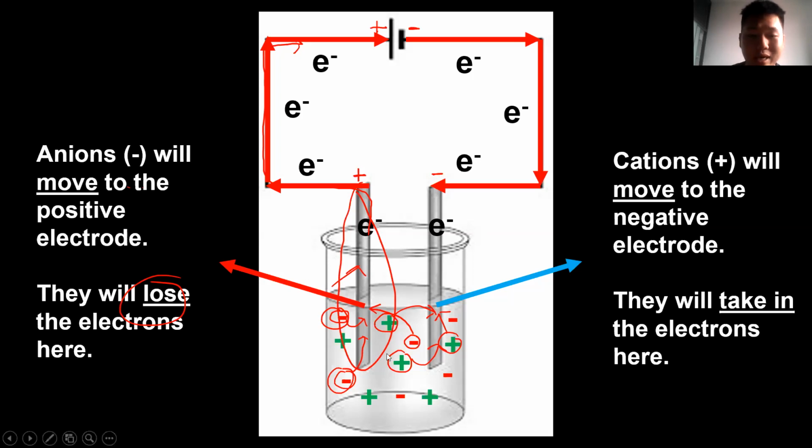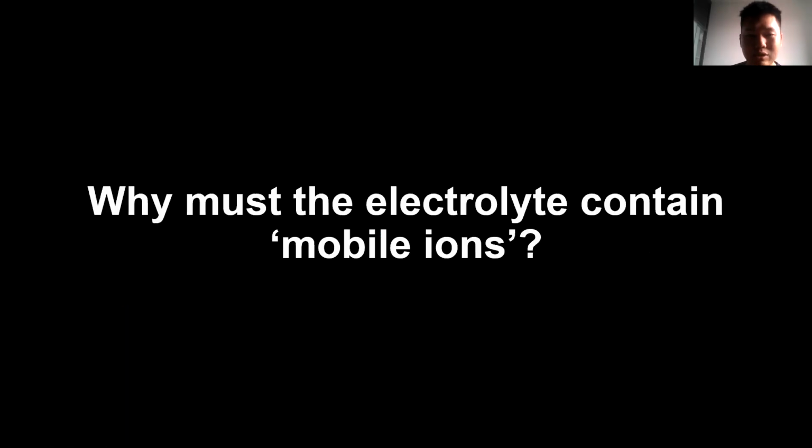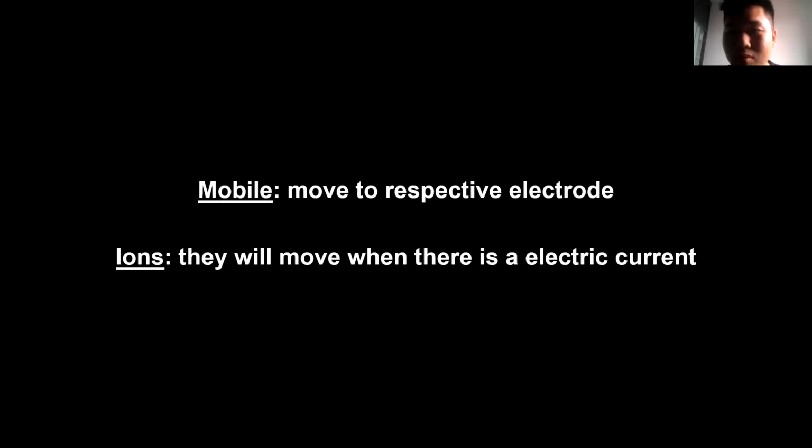The purpose of the ions here is to take in and give out electrons so that they close the whole circuit. Closing the whole circuit means that electrons can flow throughout the whole circuit without any interruption. So this is exactly why we need mobile ions. To put it simply, why do we need mobile ions? Why do we need them to be mobile?